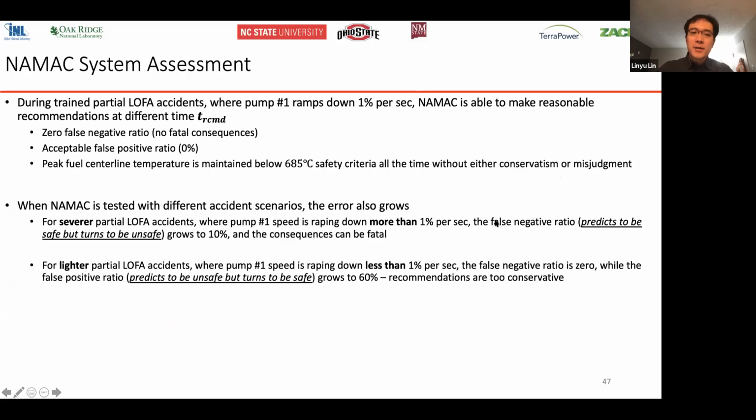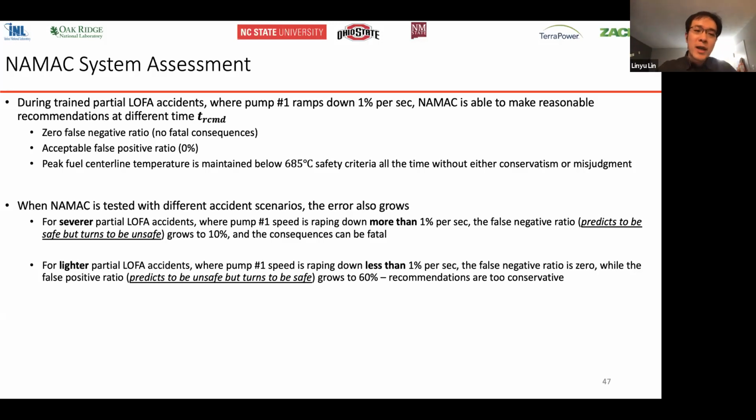And we found out that during a partial loss of flow accident, when pump 1 is ramping down 1% per second, which is also what we have in the training domain, NAMAC is able to make reasonable recommendations at different recommendation times. That means we have 0 false negative ratio with no fatal consequences. We have an acceptable false positive ratio. And also that means we are successfully maintaining the peak fuel surrounding temperature below a safety limit all the time, without either too much conservatism or misjudgment.